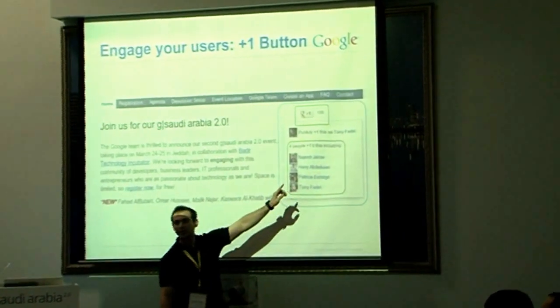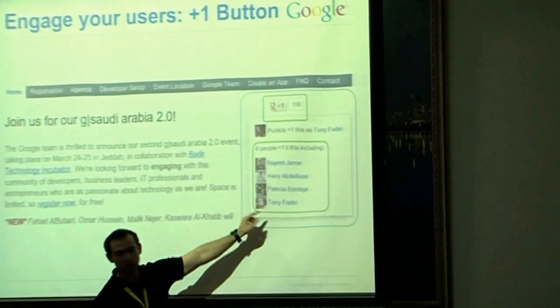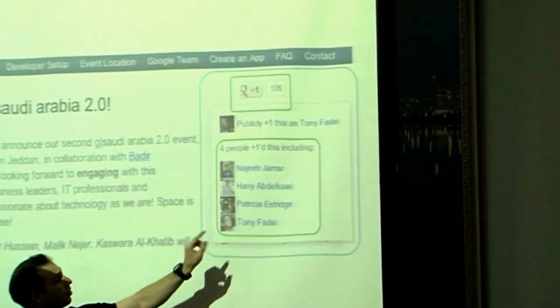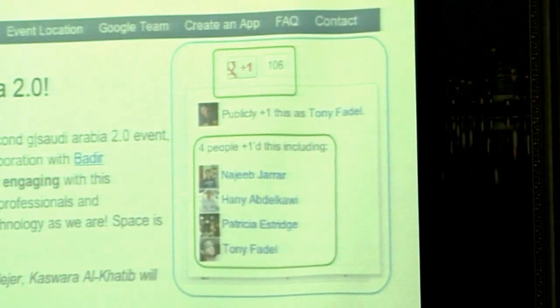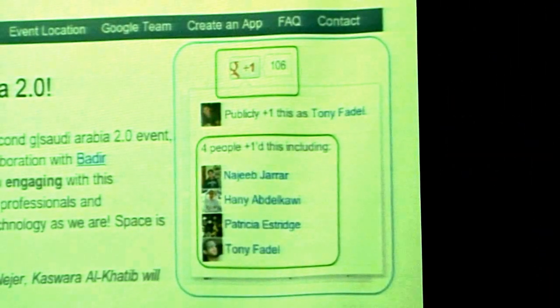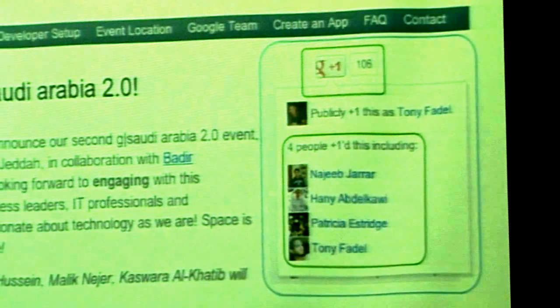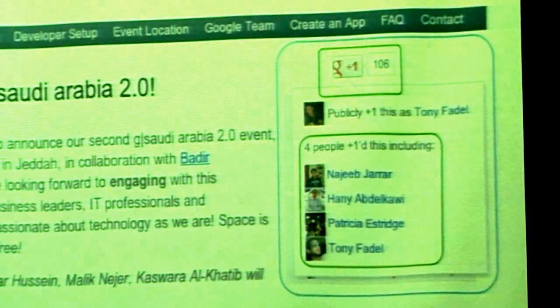So 100 people liked it, and from this 106, 4 of your friends like it. So this is showing you the number 4, because this is 4 out of the 106 that are related to you. So these are people that you know. So instantly, this becomes much more powerful.